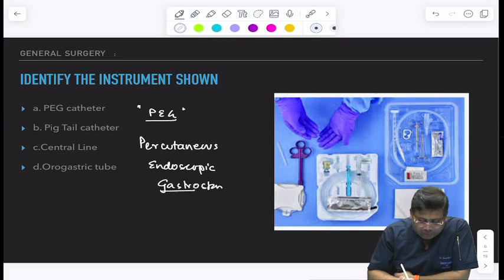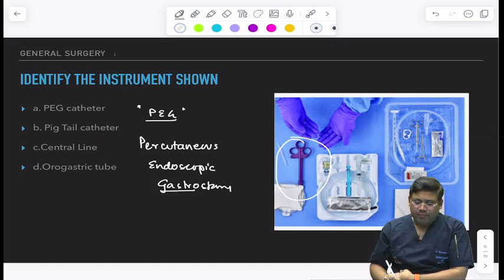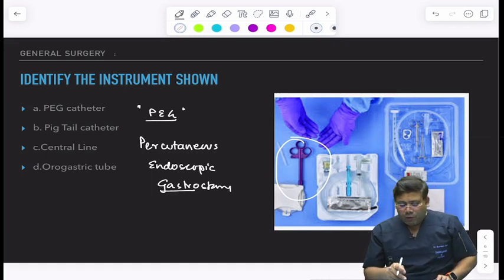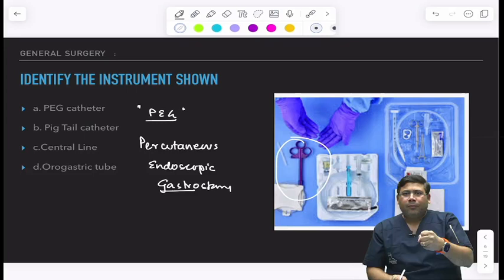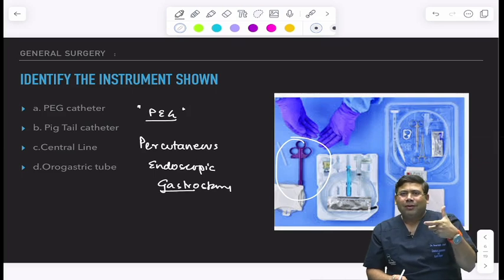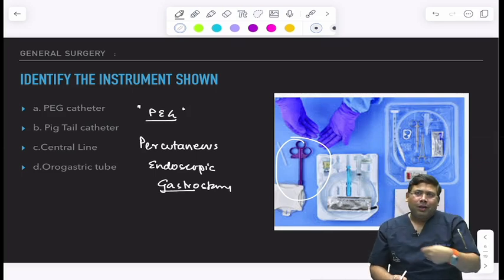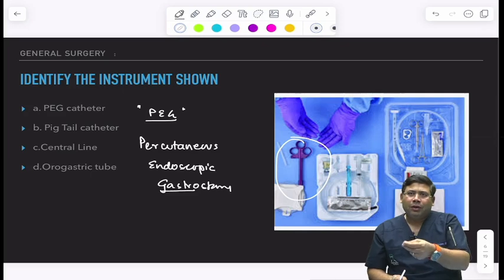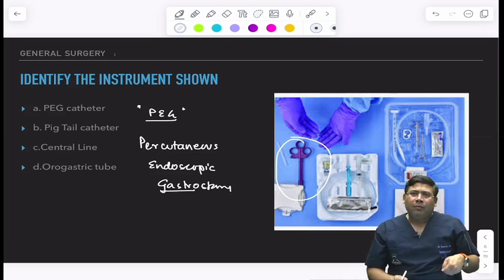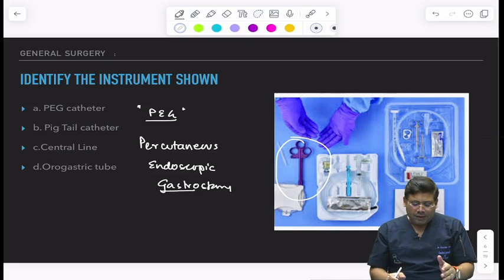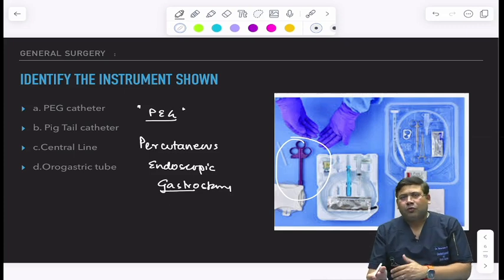Children, first of all, if you see this instrument, I don't need to look at anything else. This is an introducer with an inlet for 2 fingers, and you can pull the structures in. We need to pull the tube in. So we have an introducer which will pass through the stomach, go through the abdominal wall, go outside, and then you will pull the tube in, and this is what a PEG, percutaneous endoscopic gastrostomy catheter, is.